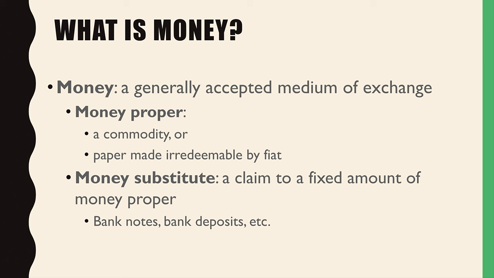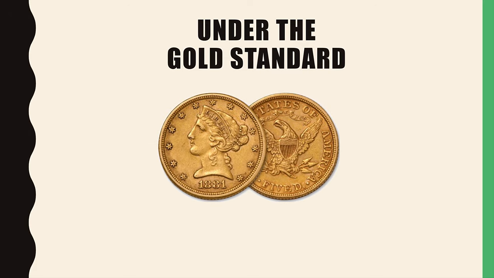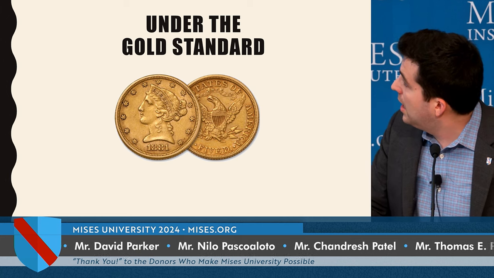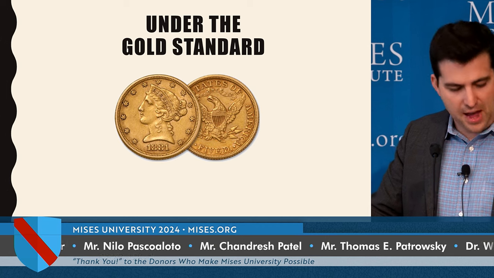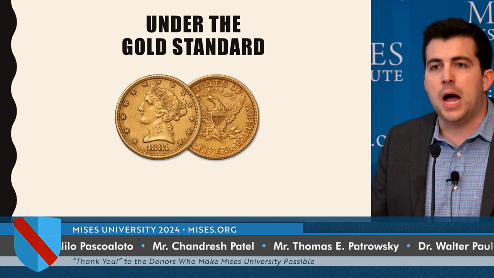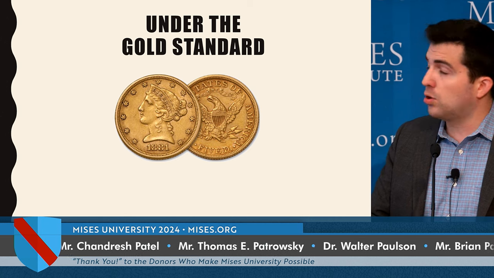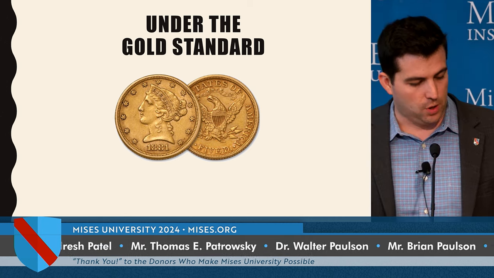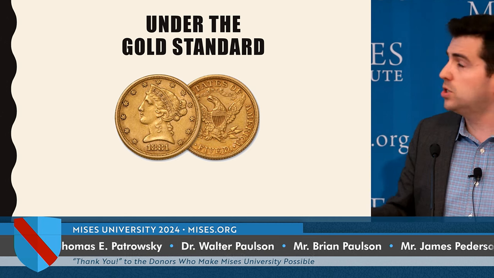A picture is worth 1,000 words, so we might as well go through some pictures here. Under the gold standard, we've got gold coins. Here is an 1881 United States of America $5 coin. Back in the day, $1 was worth 1/20th of an ounce of gold, so this was a $5 gold coin of 1/4 ounce of gold. And we could use this to buy goods and so on.